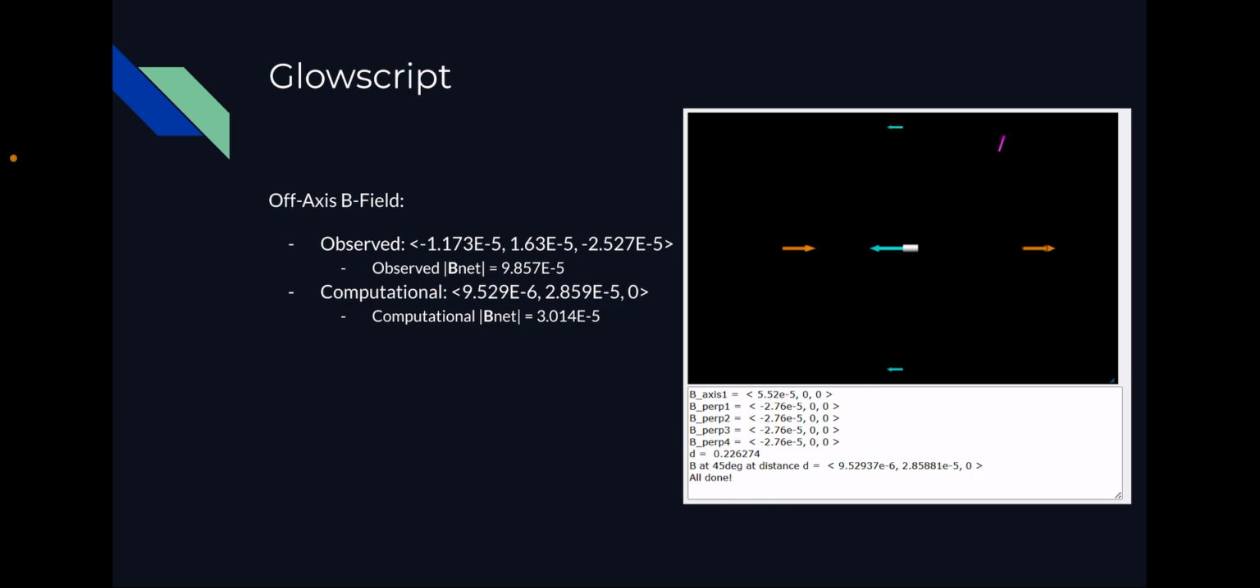And here were our results from the GlowScript model, shown on the right, and then just to compare our computational and observational results, the off-axis B field observed was negative 1.17 times 10 to the negative 5, 1.63 times 10 to the negative 5, and negative 2.527 times 10 to the negative 5, and the observed B net was 9.857 times 10 to the negative 5. On the other hand, the computational B field was 9.529 times 10 to the negative 6, 2.859 times 10 to the negative 5, 0, and the computational B net was 3.014 times 10 to the negative 5.